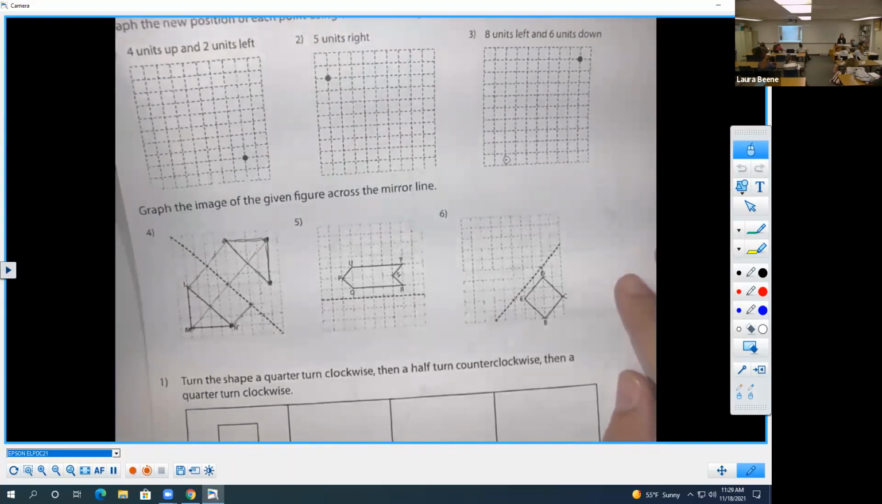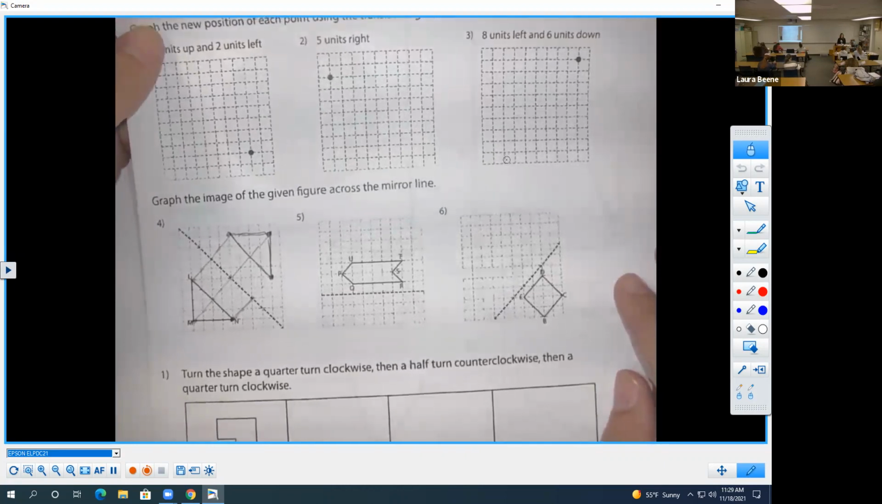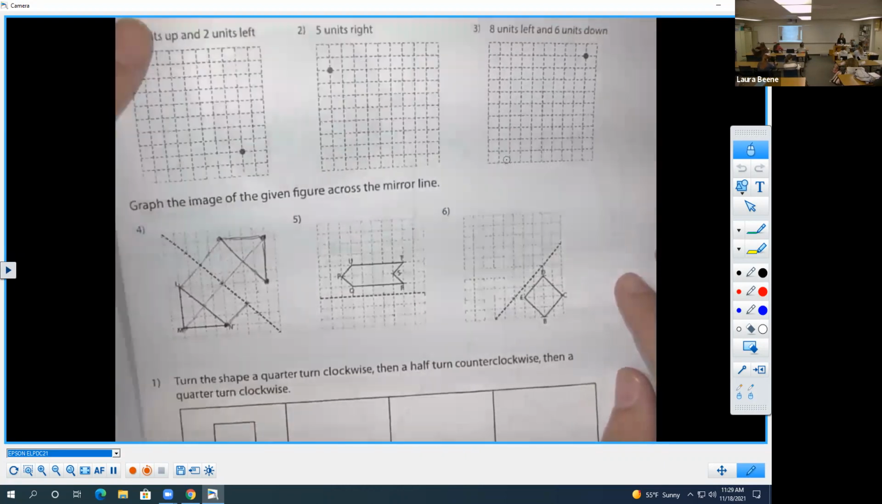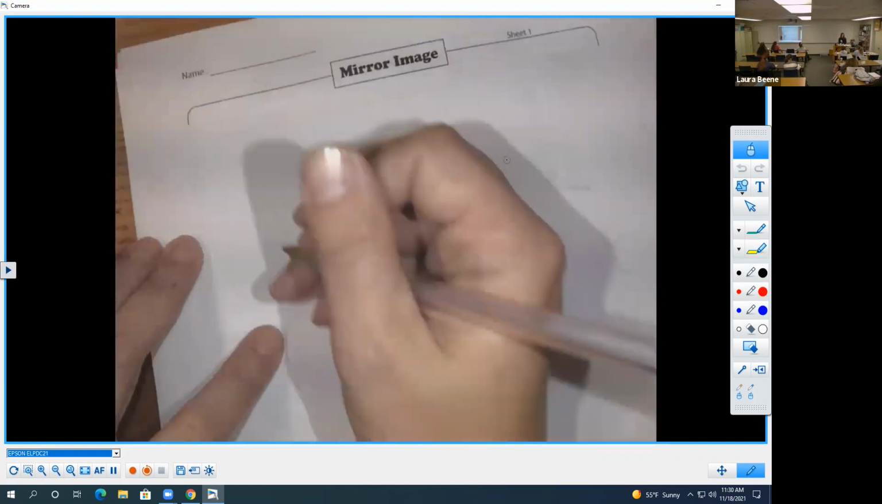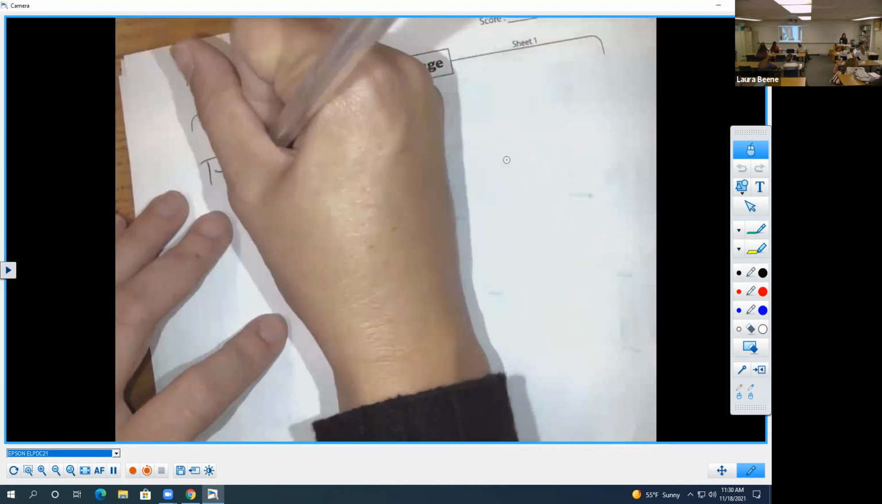If we had more time, there's a lot of really fun stuff you can do with transformations. One thing I do want to talk about just for a second, I'm not going to spend too much time on it, is called a tessellation. You may know what a tessellation is.